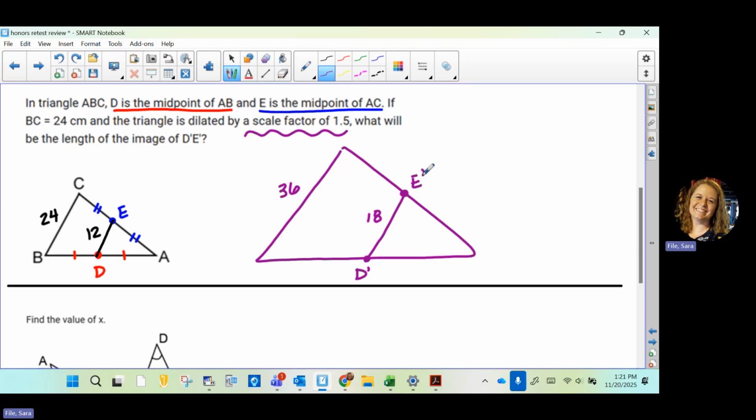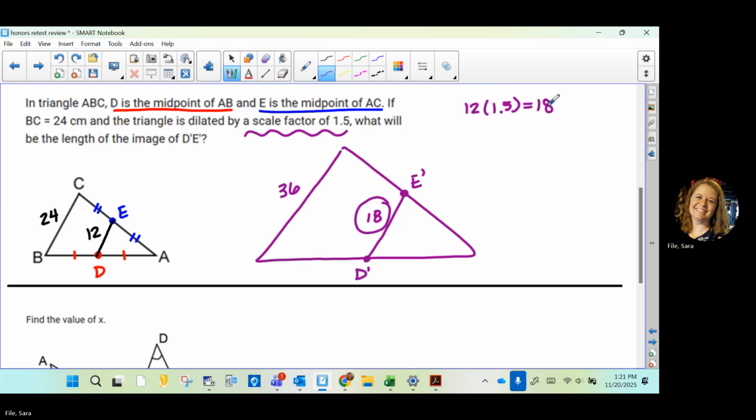Now, how you got that, a lot of people missed this. But if you got it right, you halved the side to get the mid-segment, and then you multiplied it. So you took half and then multiplied by 1.5. The other option is take the 24, dilate it, then take half of that. So it didn't matter which order. If you took half, then dilated, or dilated, then took half, either way, it gets you to 18. Does that make sense? We multiply by the scale factor. That's where 18 came from.